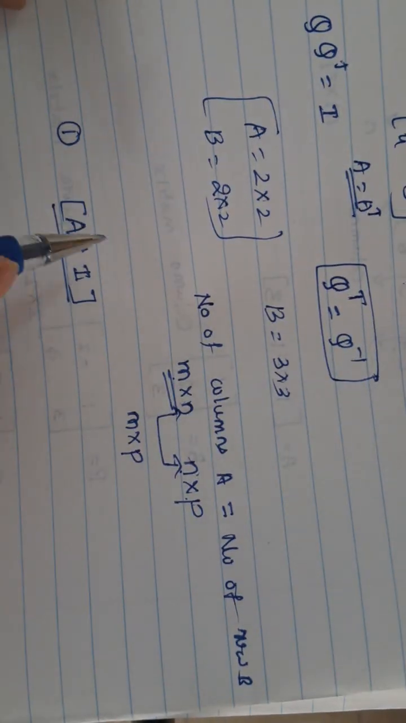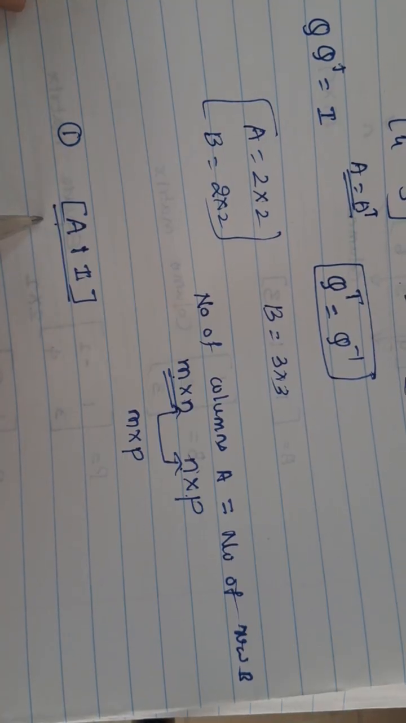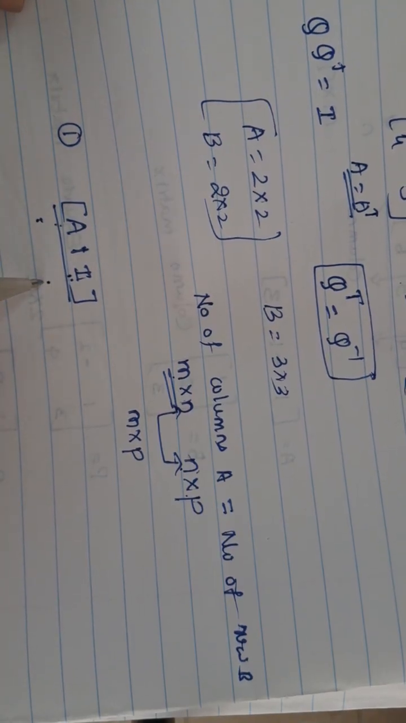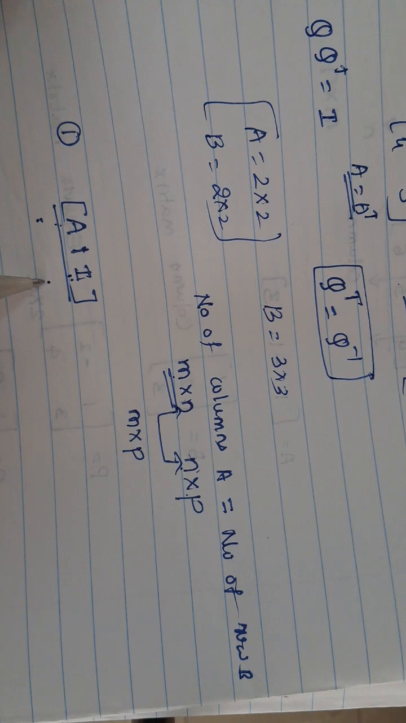For example, if you have A as a 2 cross 2 matrix, your identity matrix should also be a 2 cross 2 matrix. If A is a 3 cross 3 matrix, your identity matrix I should also be 3 cross 3, and so on. Alright. And that is the first step.